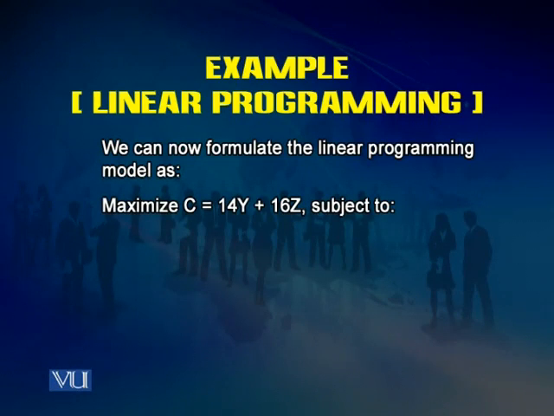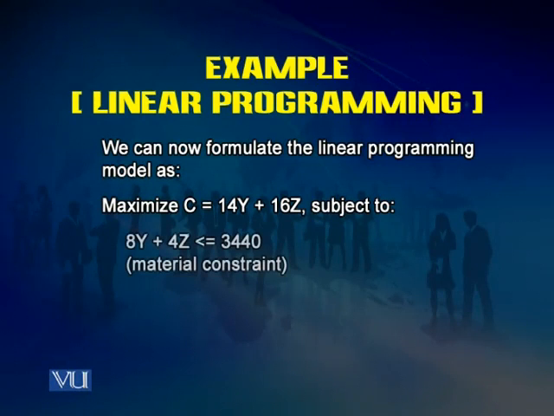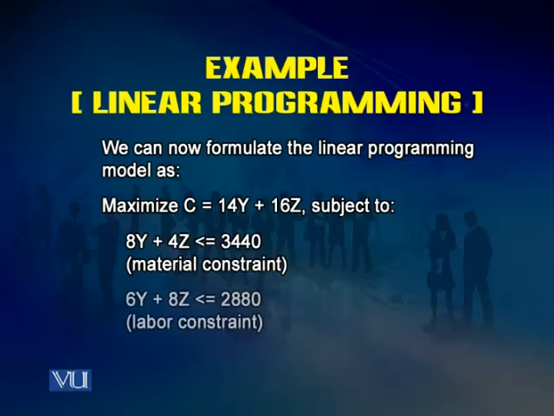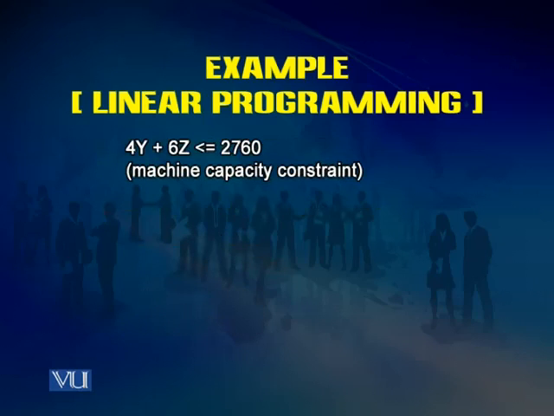The objective function: maximize C equals 14y plus 16z, subject to the following constraints. 1. 8y plus 4z is less than or equal to 3440. 6y plus 8z is less than or equal to 2880. This is the labor constraint. And we are also using another constraint, which is 4y plus 6z is less than or equal to 2760. This is the machine capacity constraint. We are adding this third constraint into our model.